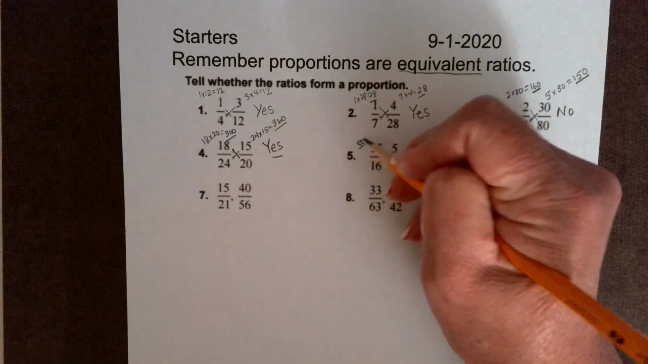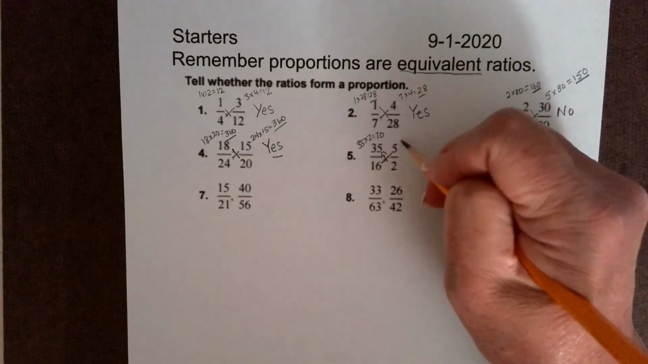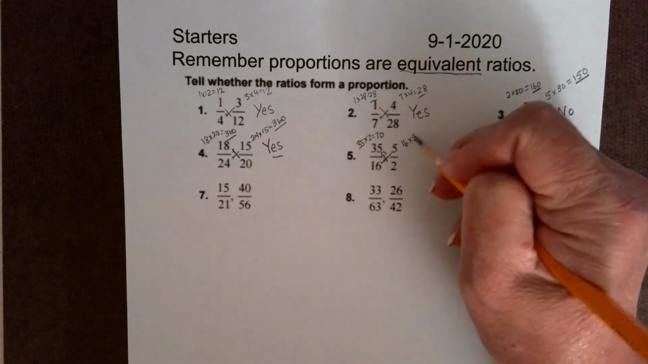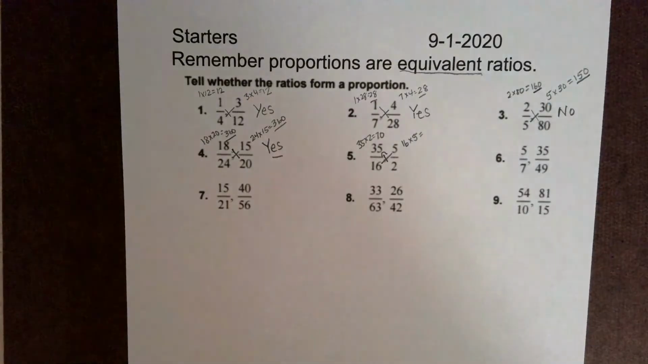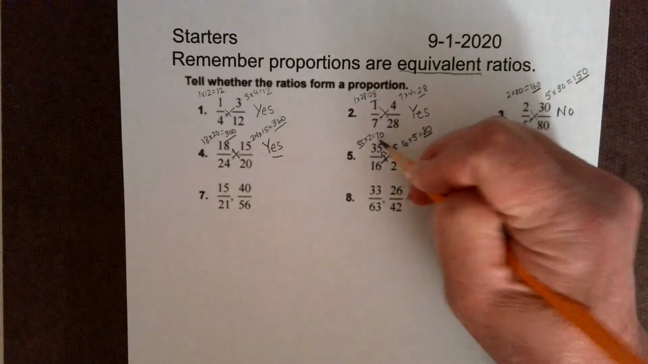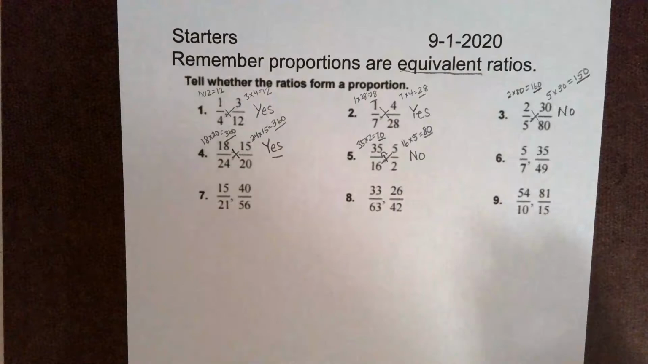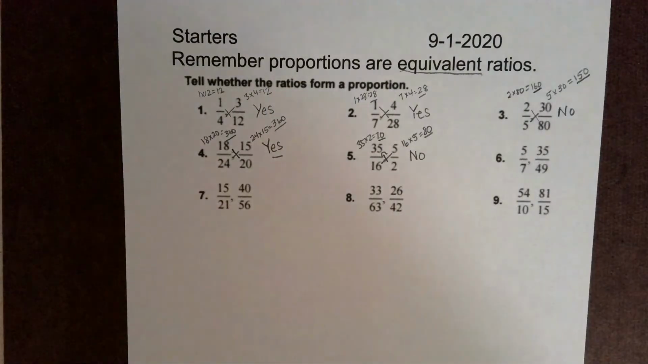35 times 2 is 70. 16 times 5, I think, is 80. Let me double check that. It's 80. Since these don't match, they are not equivalent. They don't form a proportion.